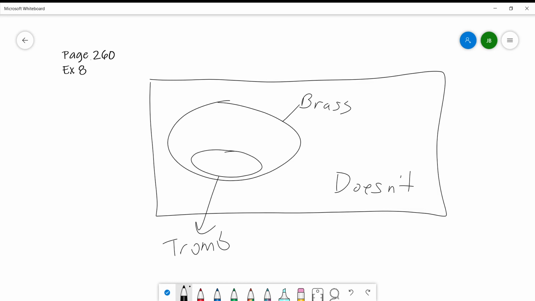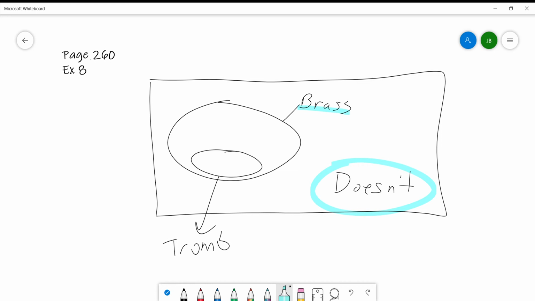Stop and think about this for a second. If you just randomly pick a student, what is the probability that they do not play a brass instrument? Well, it's going to be this whole section. So if 25% do, that means 75% do not, because they have to add up to 100%.